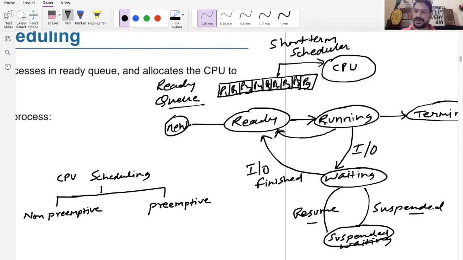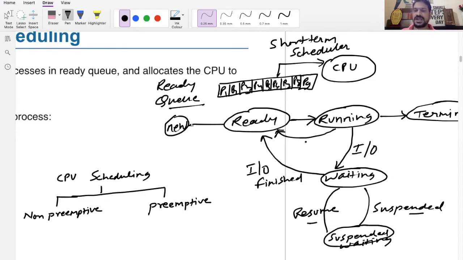Another scenario is if we are using round robin, where we allocate a time quantum to each and every process. Let's say we allocate 2 milliseconds to each process. What will happen? First P1 will go to the running state. It will run for 2 milliseconds. Maybe 2 milliseconds is not sufficient to run all its instructions.